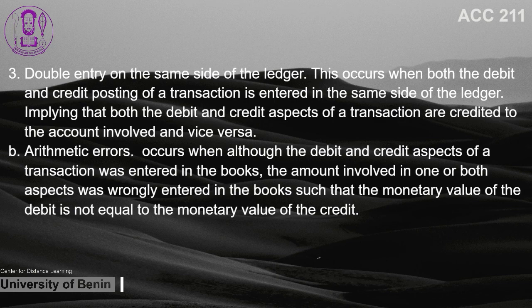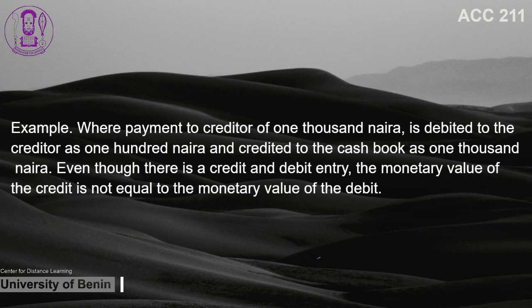the amount involved in one or both aspects was wrongly entered in the books such that the monetary value of the debit is not equal to the monetary value of the credit. Example: where payment to the creditor of 1,000 naira is debited to the creditor as 100 naira and credited to the cash book as 1,000 naira. Even though there is a credit and debit entry, the monetary value of the credit is not equal to the monetary value of the debit.